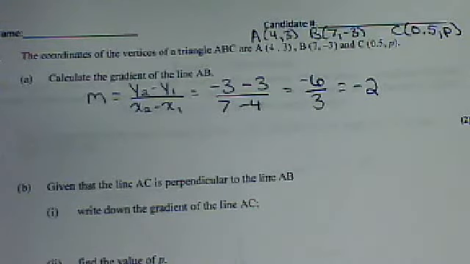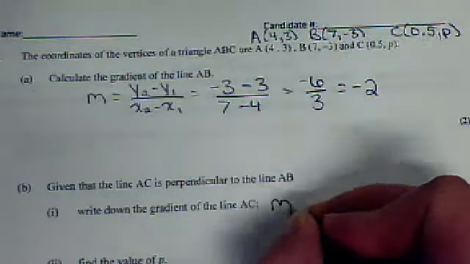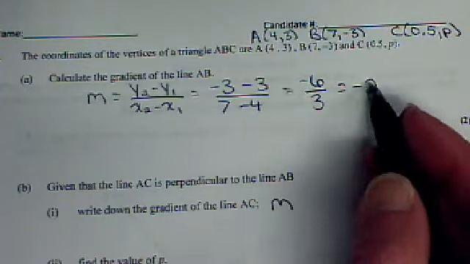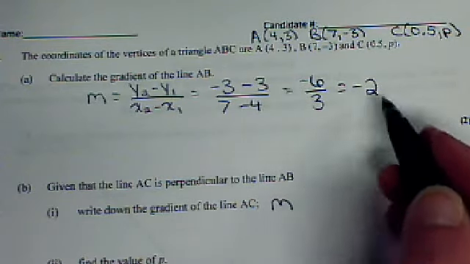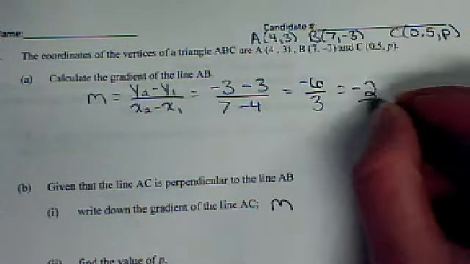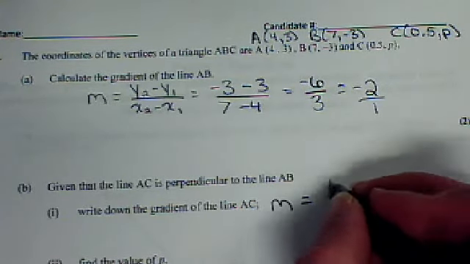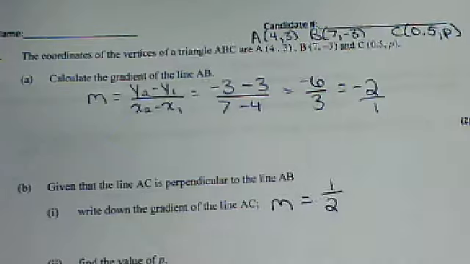Now they tell us that AC is actually perpendicular to that line. So we're going to write down the gradient of the line AC. Well, perpendicular means it's going in the opposite direction, and it's actually totally opposite, negative and reciprocal. So this is really negative 2 over 1. So if we take the opposite sign and flip it, that would be 1/2.